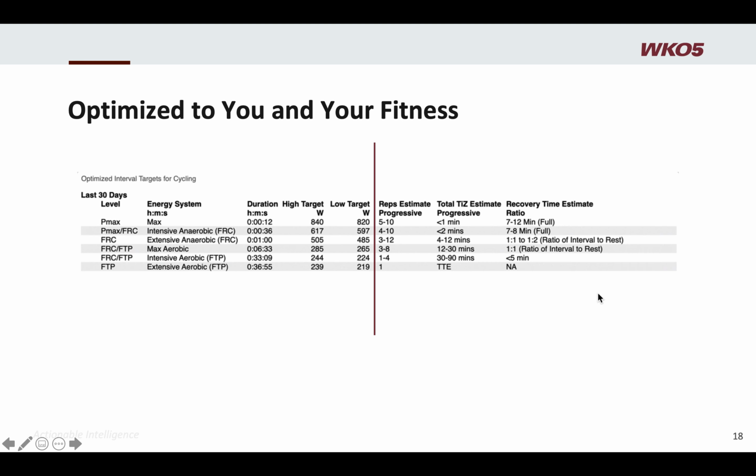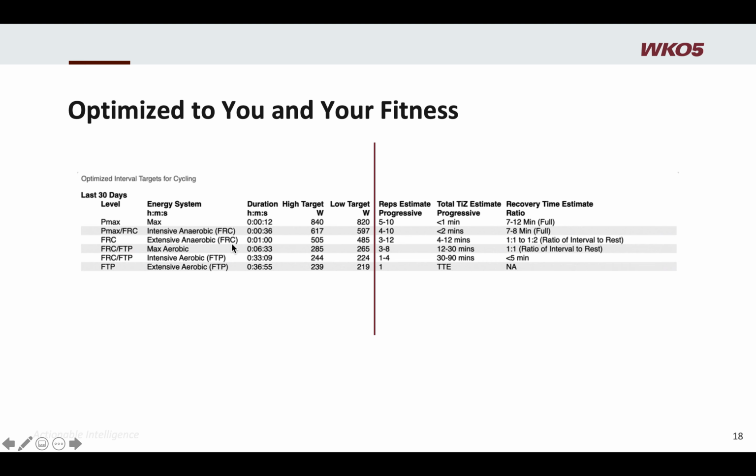I think it's more important that you progress. So when you look at the targets, right, and that's why I call them reps estimated progressive, if you're going to do PMAX FRC work, you should probably do 4 to 10. For your time and zone estimates, you don't want to go too much of that time and zone. You don't need a ton of these. And your recovery time in between should be pretty full.